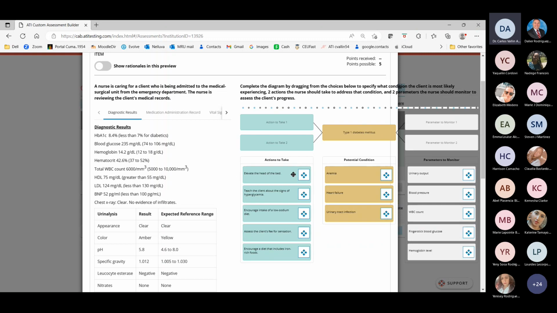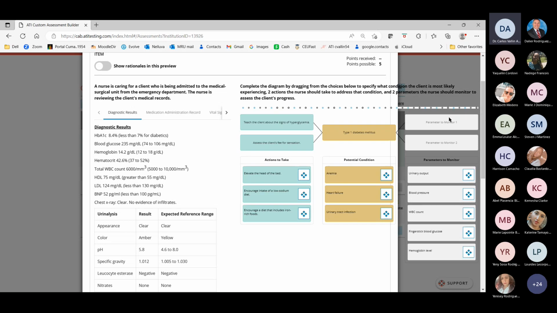Elevate the head of the bed is not necessary. Teach the client about signs of hyperglycemia could be pertinent, okay? Let's see the other. Low sodium diet, not necessarily addressing the problem of diabetes. Assess the client feet for sensation, yes, because of the diabetes. Encourage the client with a diet that includes iron-rich food, no, because she has no anemia. So the best options here, of the options given, are teach the client about the signs of hyperglycemia and assess the feet for sensation. Makes sense, no? You agree? If you don't agree, you discuss with me, no problem.